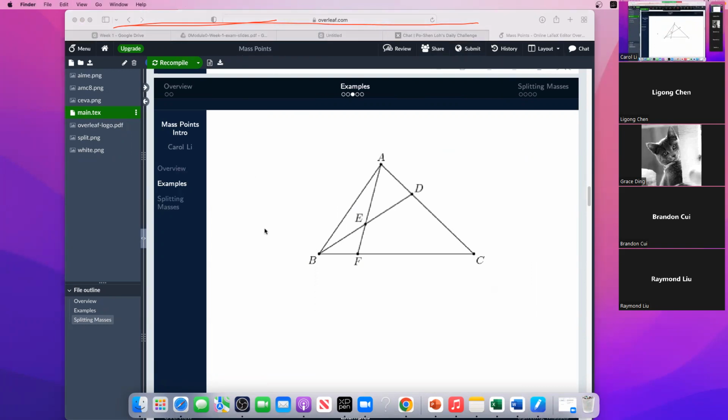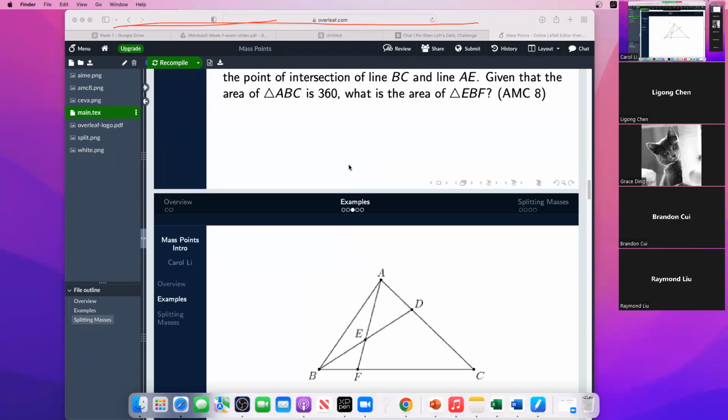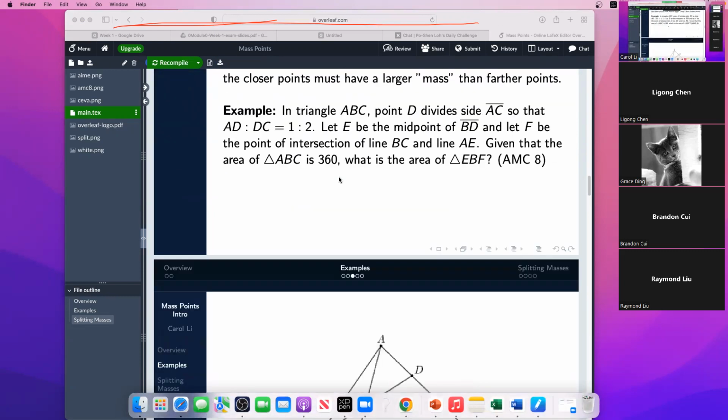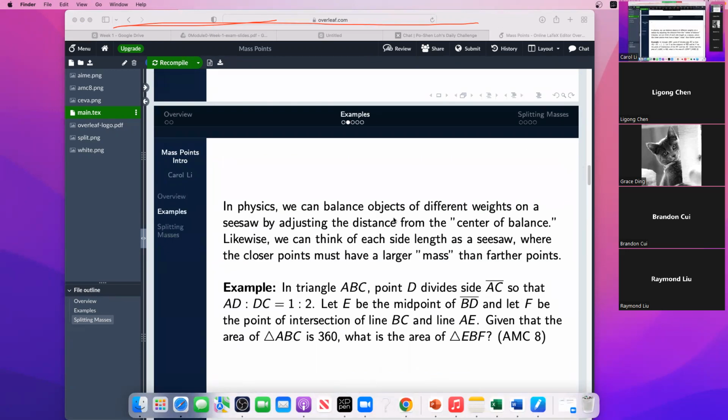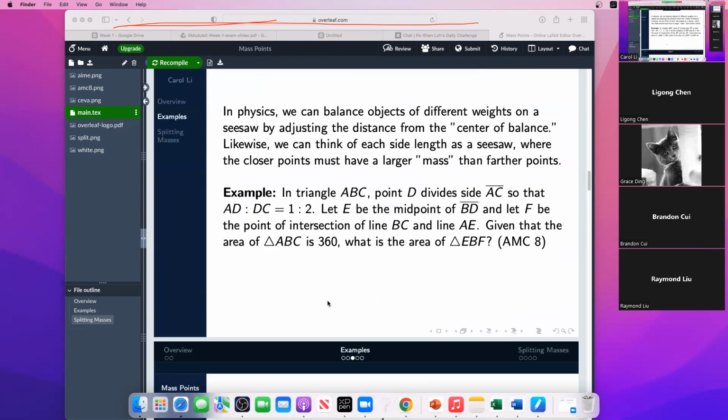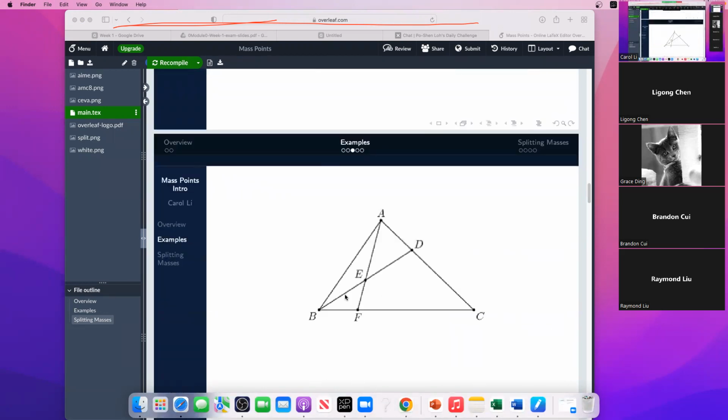So the ratios of these is, AD to DC is 1 to 2. So that's 1 to 2. And then let E be the midpoint and let F be the point of intersection. When you see that, that normally means, okay, probably mass points. So let me see if I can remember. E is the midpoint of BD. Okay, so what we have is, let's start off, this ratio is 1 to 2. So how does it work?